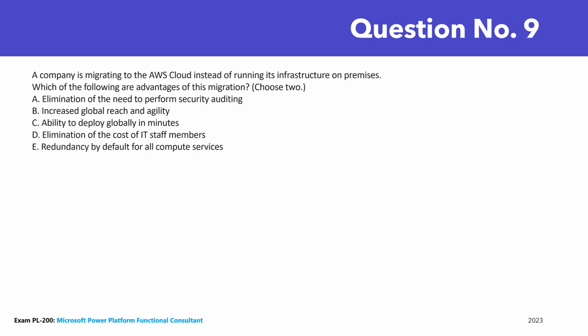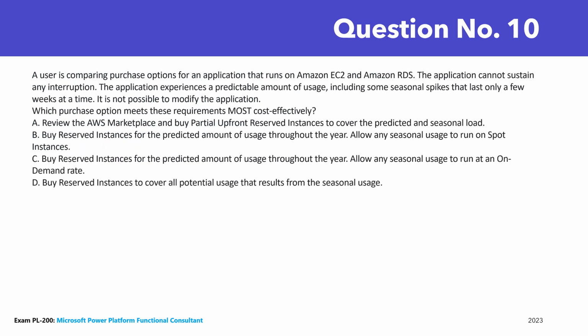A company is migrating to the AWS Cloud instead of running its infrastructure on premises. Which of the following are advantages of this migration? Choose 2. A. Elimination of the need to perform security auditing. B. Increased global reach and agility. C. Ability to deploy globally in minutes. D. Elimination of the cost of IT staff members. E. Redundancy by default for all compute services. Correct answer, B, D.